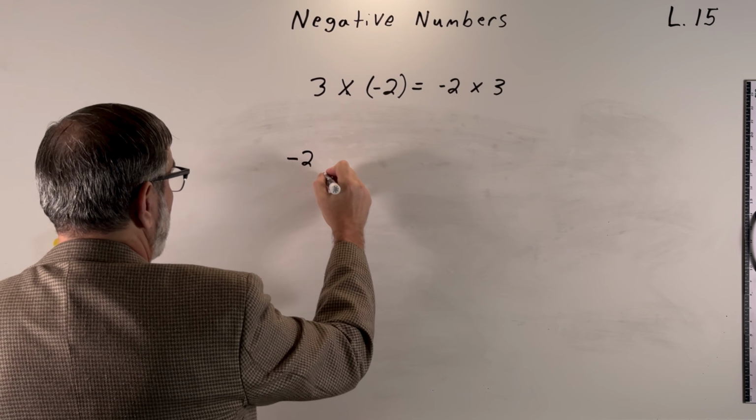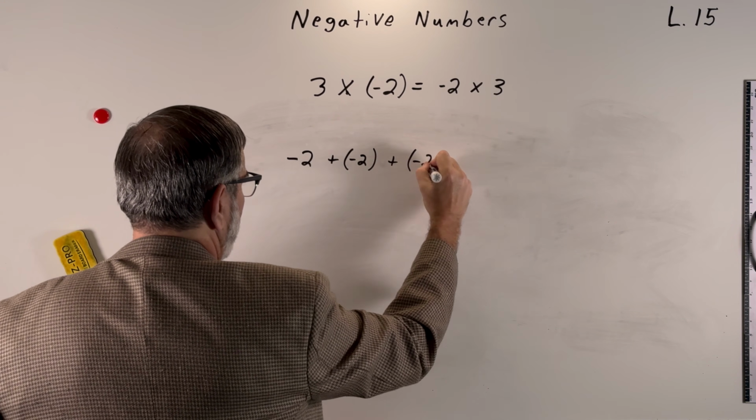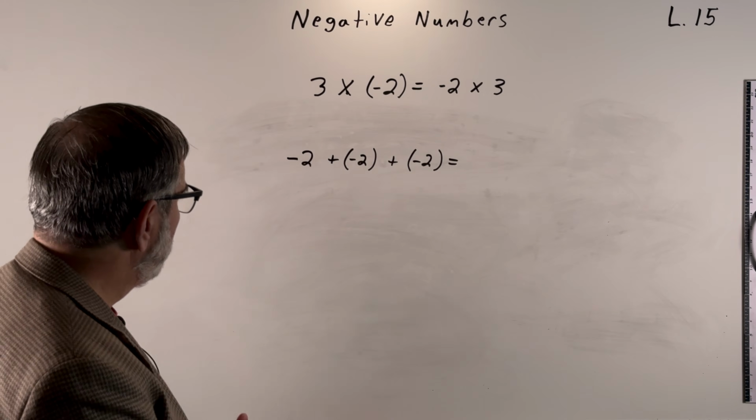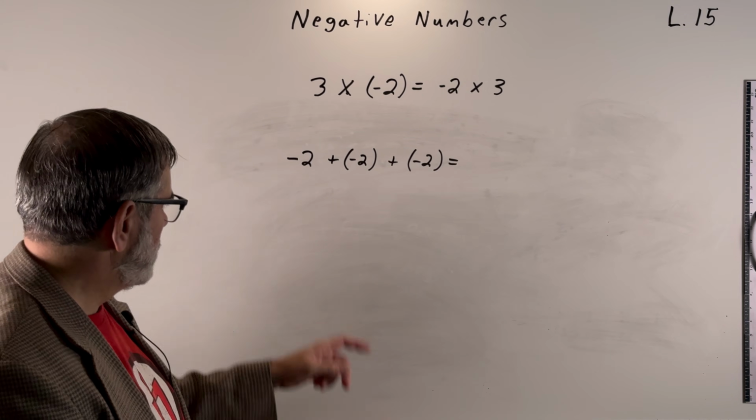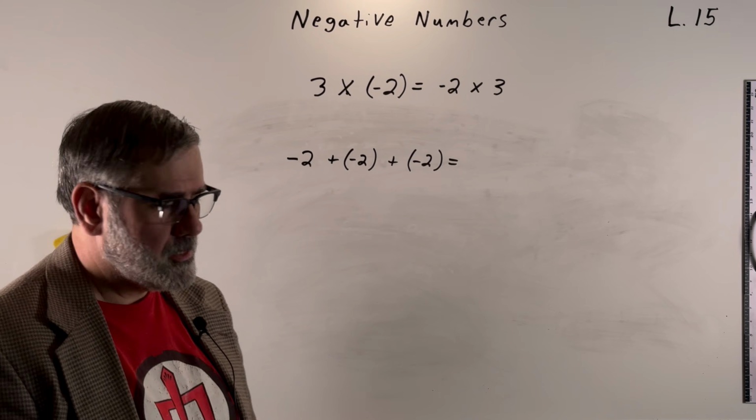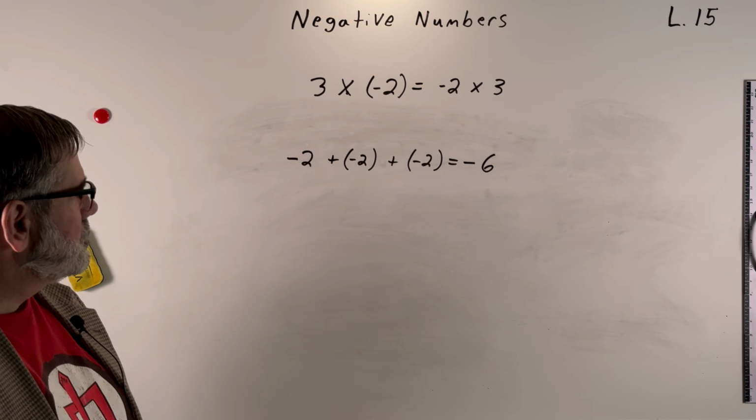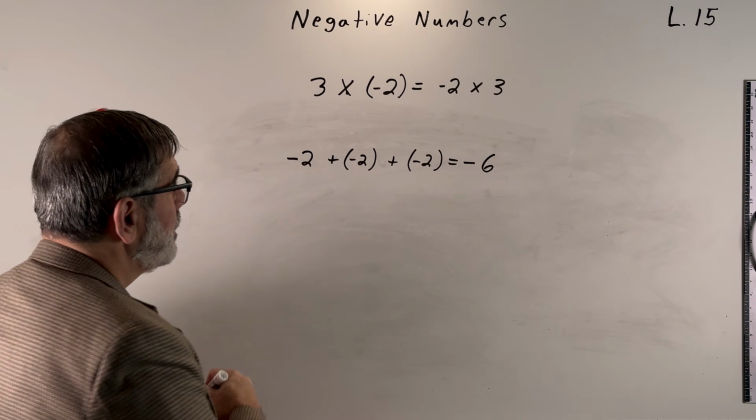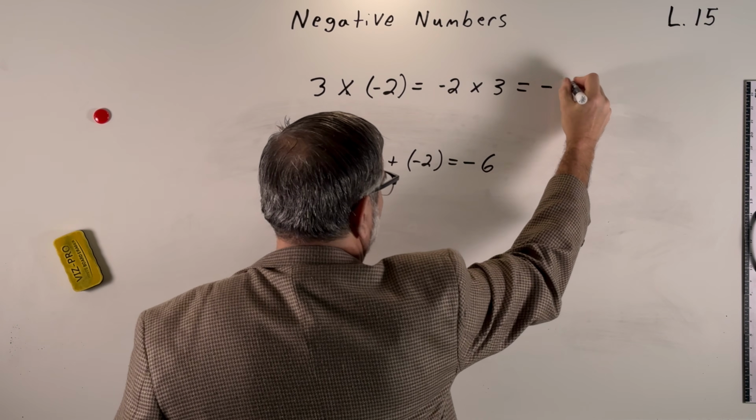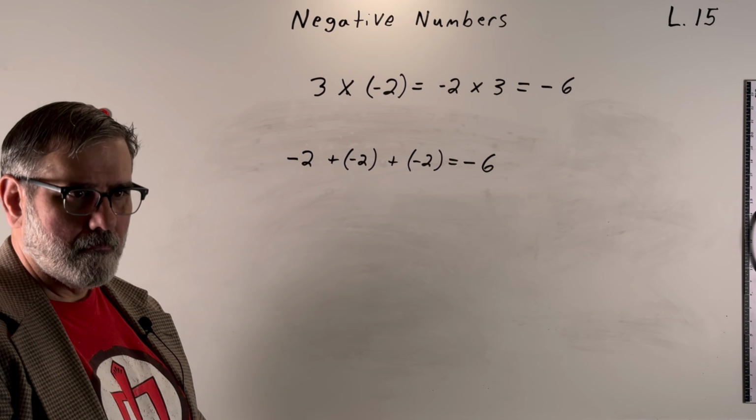Negative 2 plus negative 2 plus negative 2. And if you like, you can think of this as 2 holes plus 2 holes plus 2 holes. How many holes? 6 holes. So negative 2 times 3 is just negative 6. Make sense?